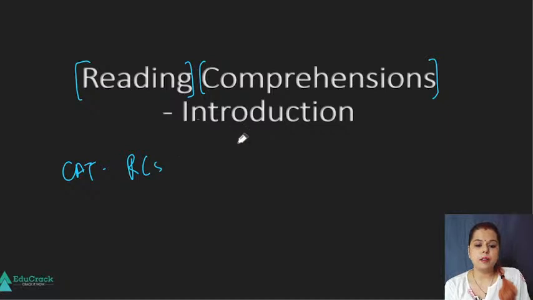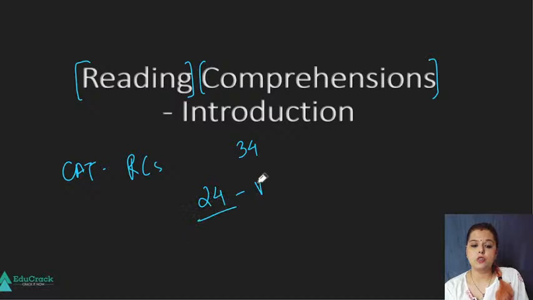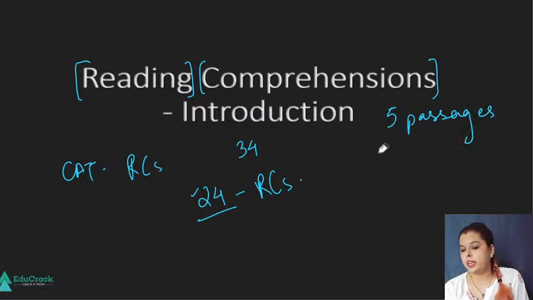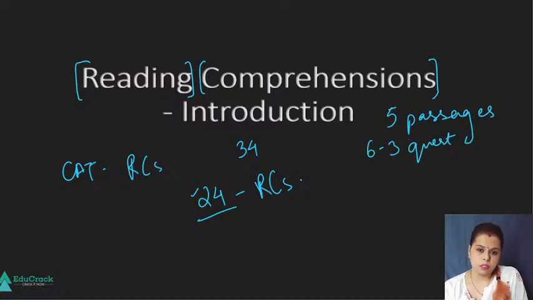How is it important? Earlier, there were around 34 questions in the CAT VARC section. Out of these 34, we'd see a good 24 questions to be RCs, right? So the majority of the questions in the section are reading comprehension. We would see somewhere around 5 passages, either 6 and 3 questions, or 4 passages having 5 questions and 1 passage having 4 questions, right?